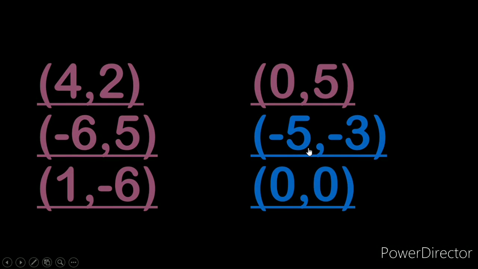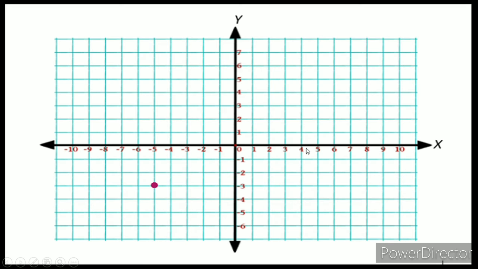Next, we have (-5, -3), which we have here. -5 is our x-coordinate, and it is negative. We have to move to the left of our x-axis. We have 1, 2, 3, 4, and 5 since it is negative. Then -3, our y-coordinate, is also negative. Then we have to move downward on our y-axis. So we have 1, 2, and 3. So (-5, -3) is located over here.